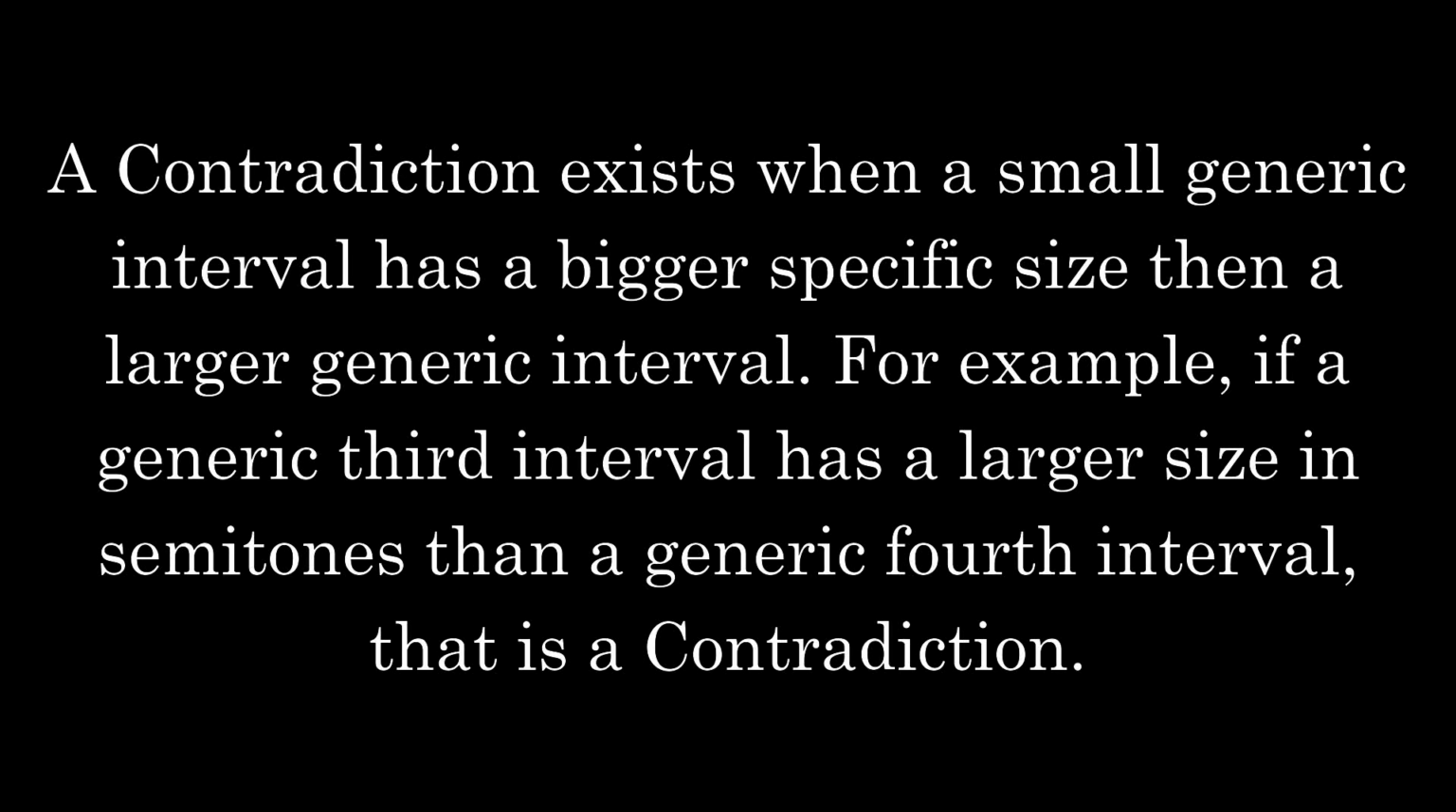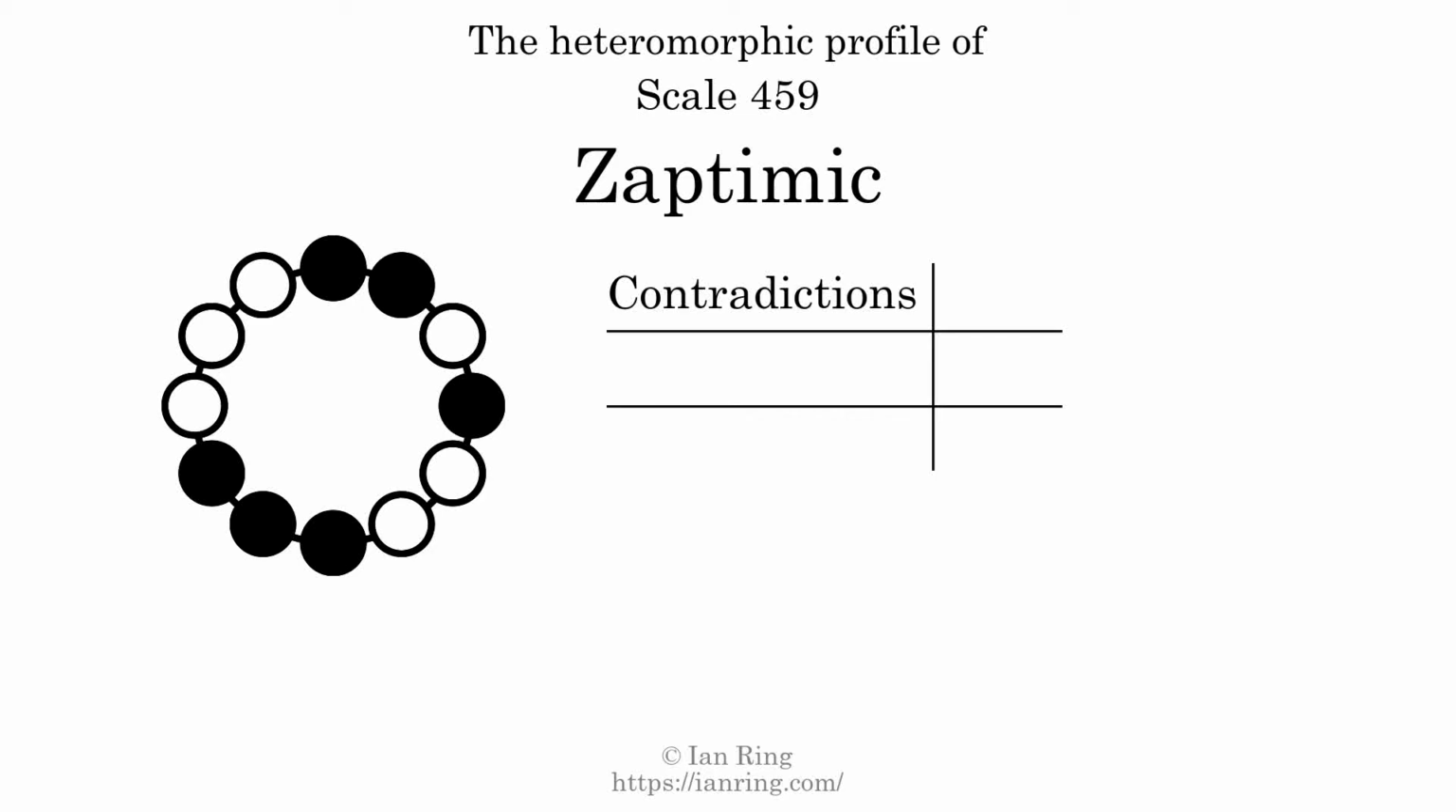A contradiction exists when a small generic interval has a bigger specific size than a larger generic interval. For example, if a generic third interval has a larger size in semitones than a generic fourth interval, that is a contradiction. The number of contradictions in this scale is 6.